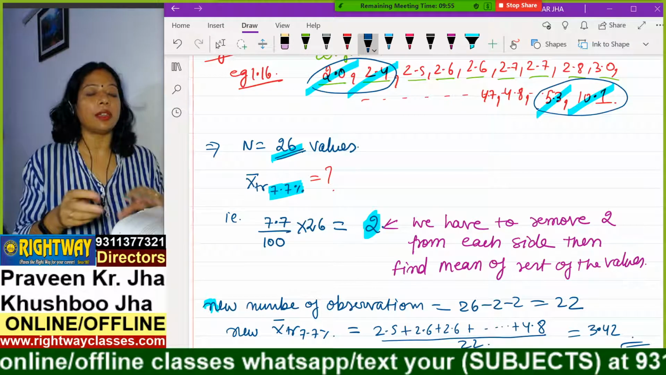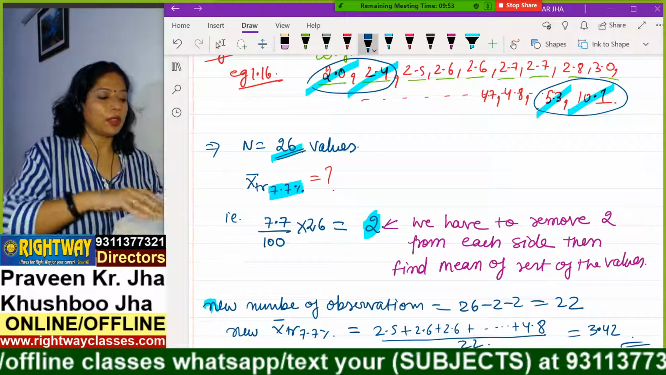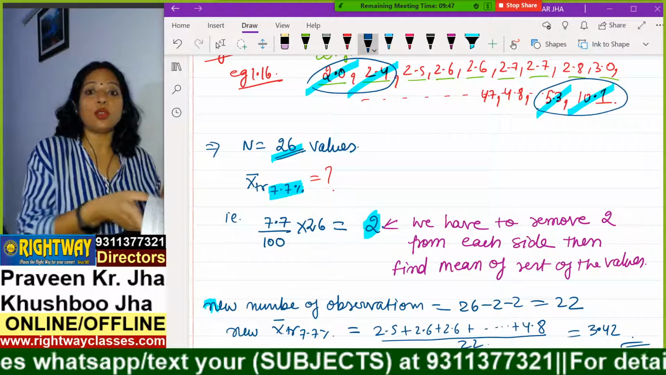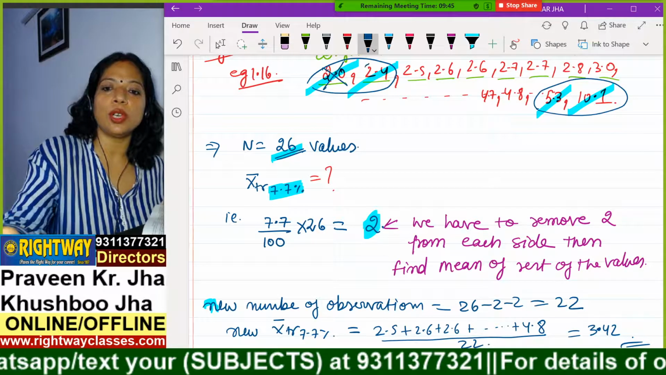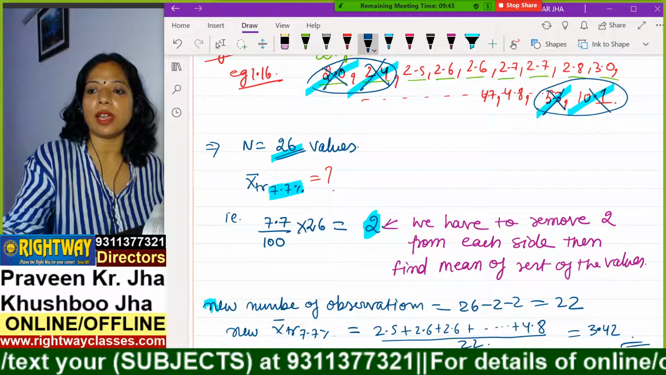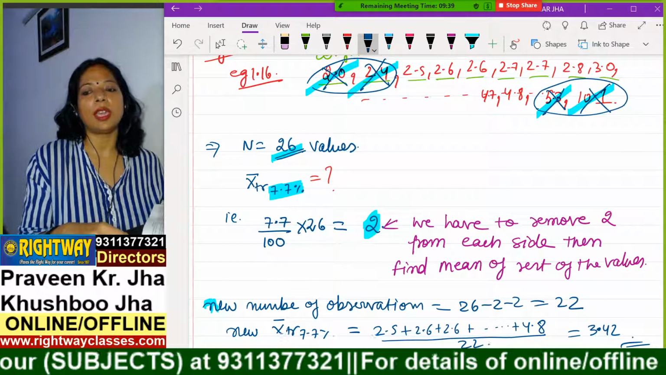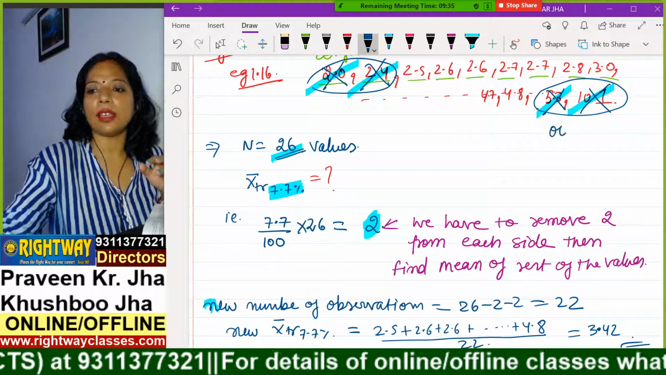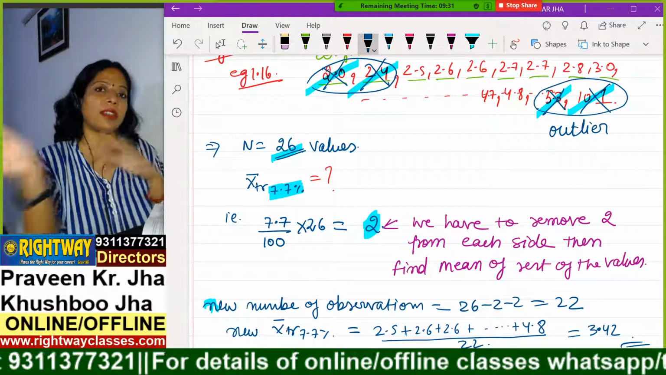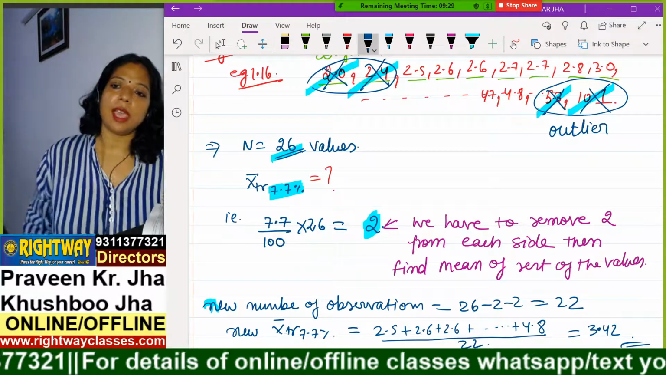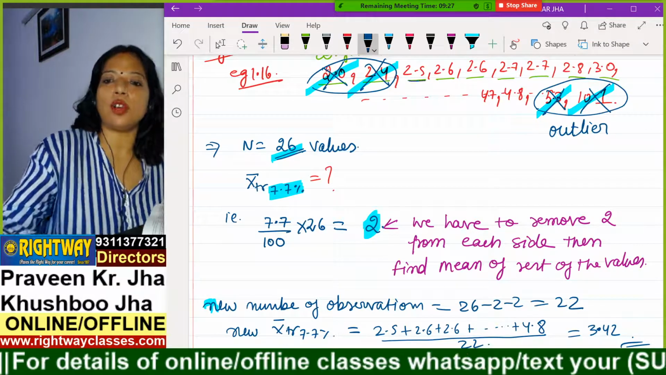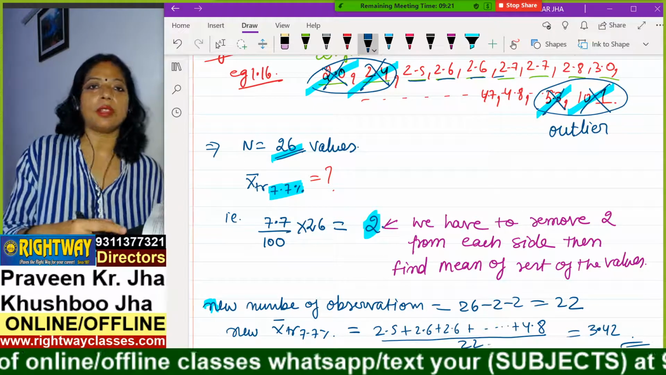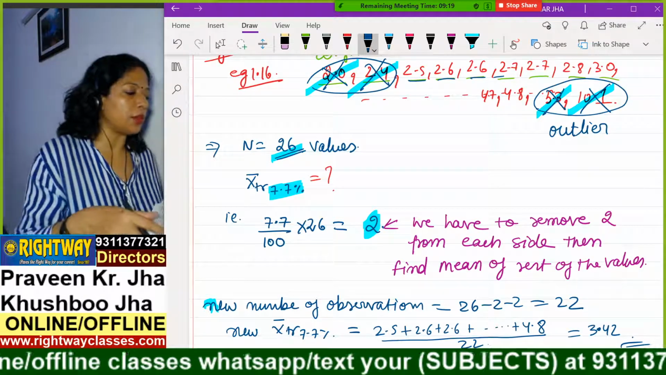Yeah, from both the sides. Till 4.8, no, we have removed 2.4, 2 lowest values and 2 largest values. Okay, yeah, these are the outliers na. Extreme maximum and extreme minimum we have to remove from the data, and now we are left with all these, which are under control. We have to just add all the values and divide by the number of observations. So the new number of observations will be 22.